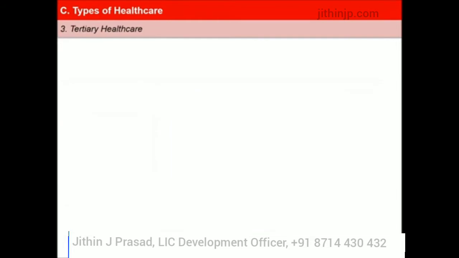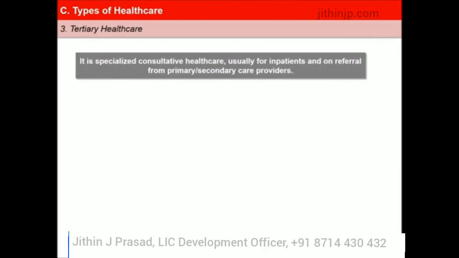Third type of healthcare service is tertiary healthcare, which is a specialized consultative healthcare, usually for inpatients and on referral from primary or secondary care providers. The tertiary care providers are present mostly in the state capitals and a few at the district headquarters.